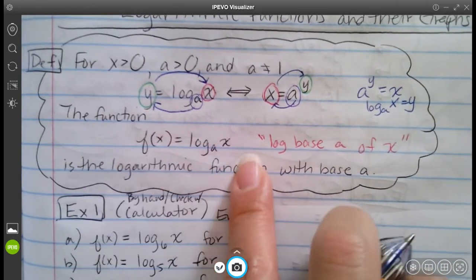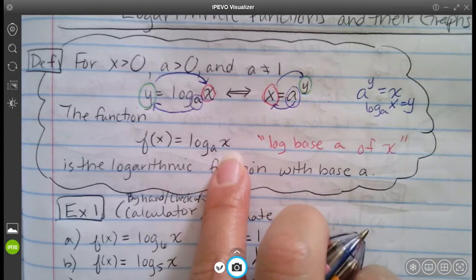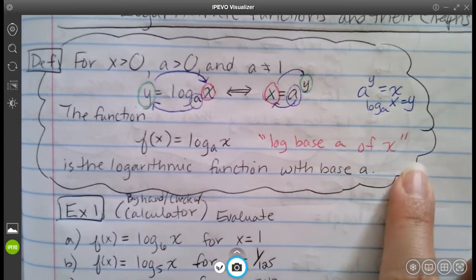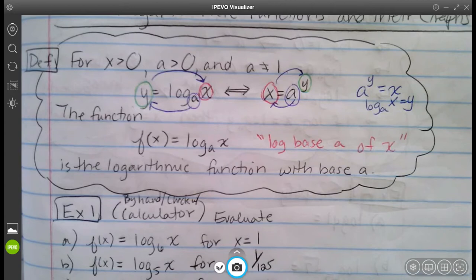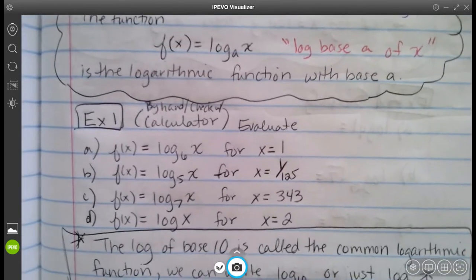And then it tells us that you can read it like so. This would be f of x is equal to log base a of x. So log base a of x. And this is our logarithmic function with a base of a. Let's go ahead and look at some really quick examples.